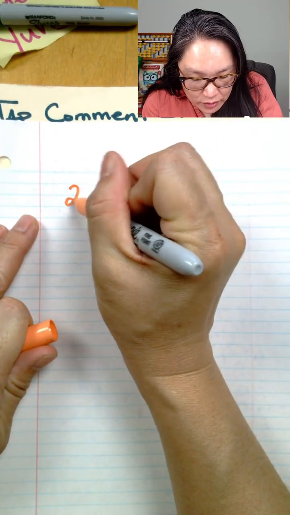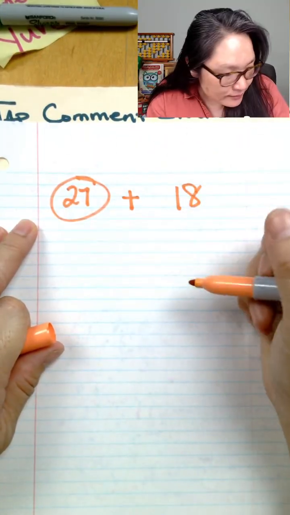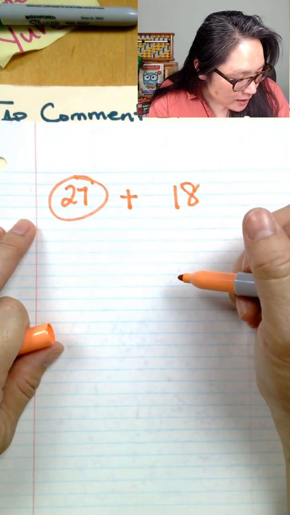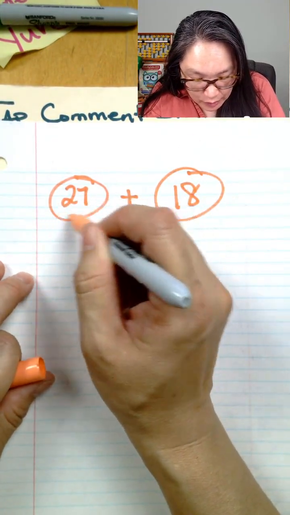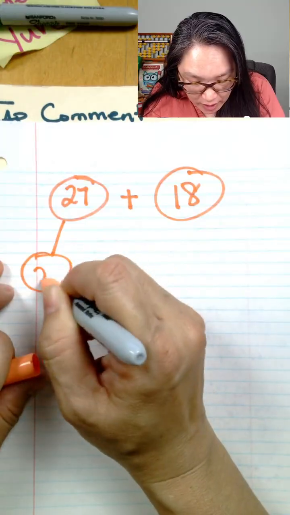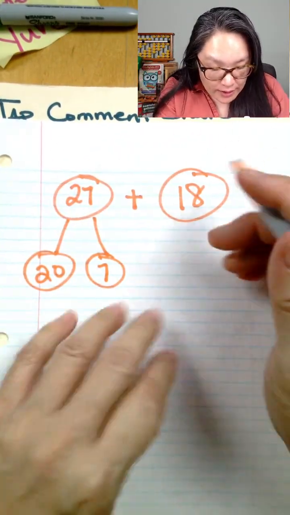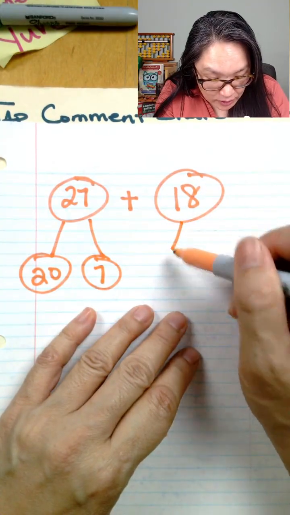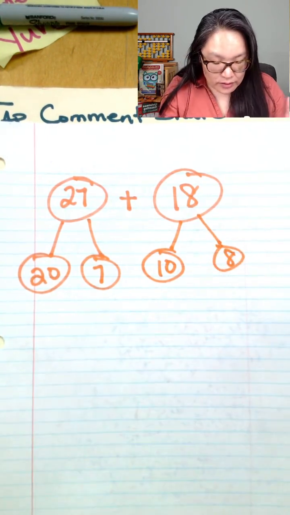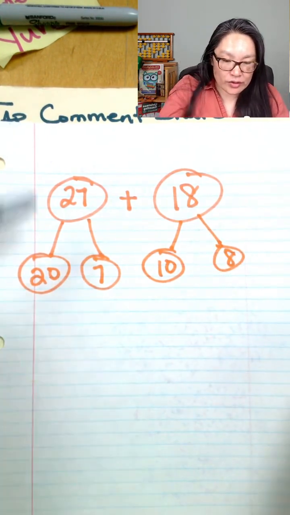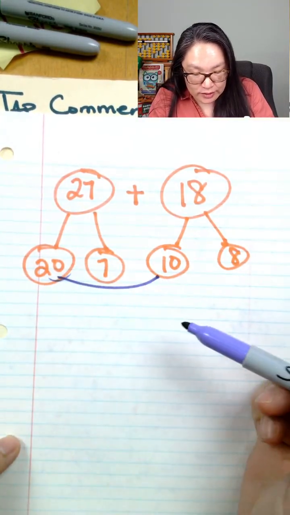We have 27, right? That's 1. And then we want to add 18. So what the teacher did was, I'm going to break these two up. I'm going to have a 20 on this side, and I'm going to have a 7. So what we did is we break it up, and then did it again here. We had 10 over here, and then we had 8 over here. And then now what do we do? So now what she does is she takes the 20 and the 10, and she adds the 2 together.